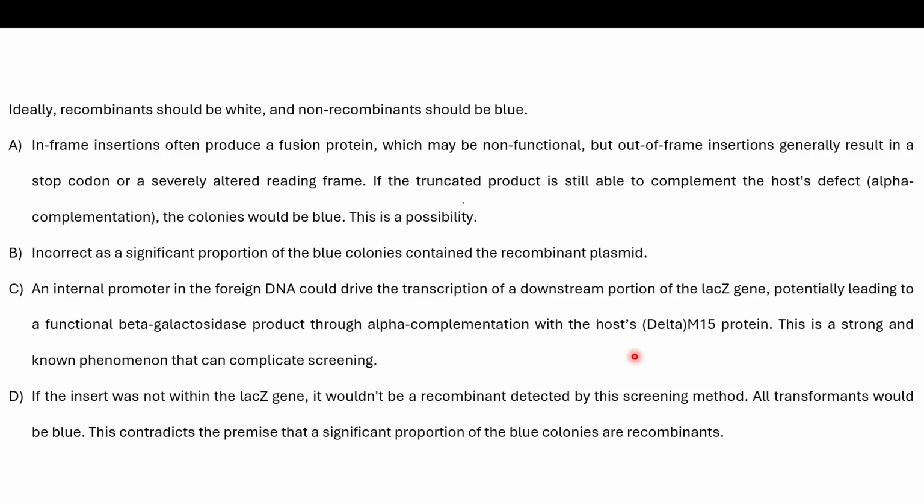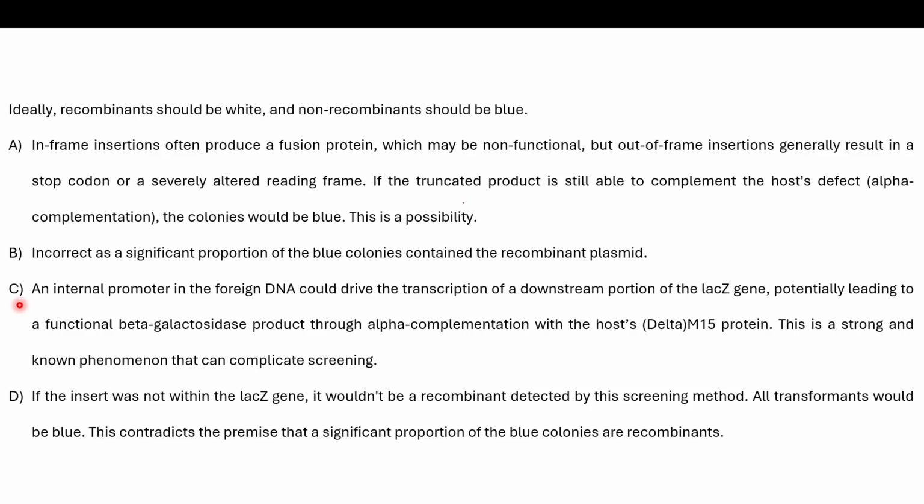Ideally recombinants should be white, non-recombinants should be blue. In-frame insertions often produce a fusion protein which may be non-functional, but out-of-frame insertions generally result in a stop codon or a severely altered reading frame. So if the truncated product is still able to complement the host's defect, the colonies would be blue. This is a possibility. The second option, which suggested that the ligation failed completely, is incorrect, because the question says that a significant proportion of the blue colonies contained the recombinant plasmid.